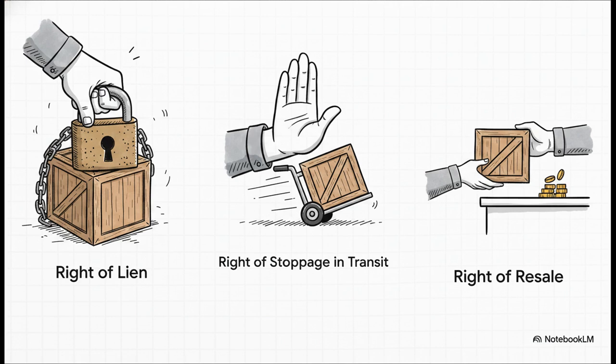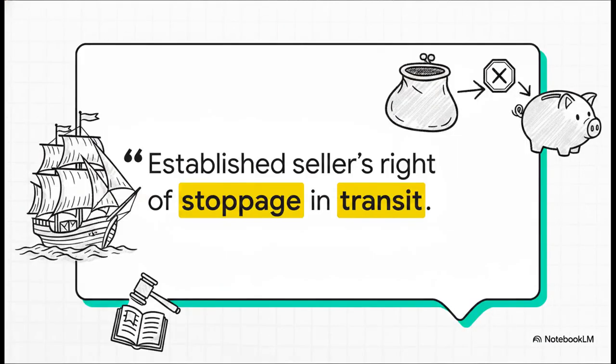Think of it chronologically. The right of lien applies when the seller still has physical possession. If the goods have left the seller but haven't quite reached the buyer yet and the buyer suddenly goes bankrupt, boom, you use stoppage in transit. And ultimately, if the money just isn't coming at all, the seller can use Section 54 to resell the goods to a third party.